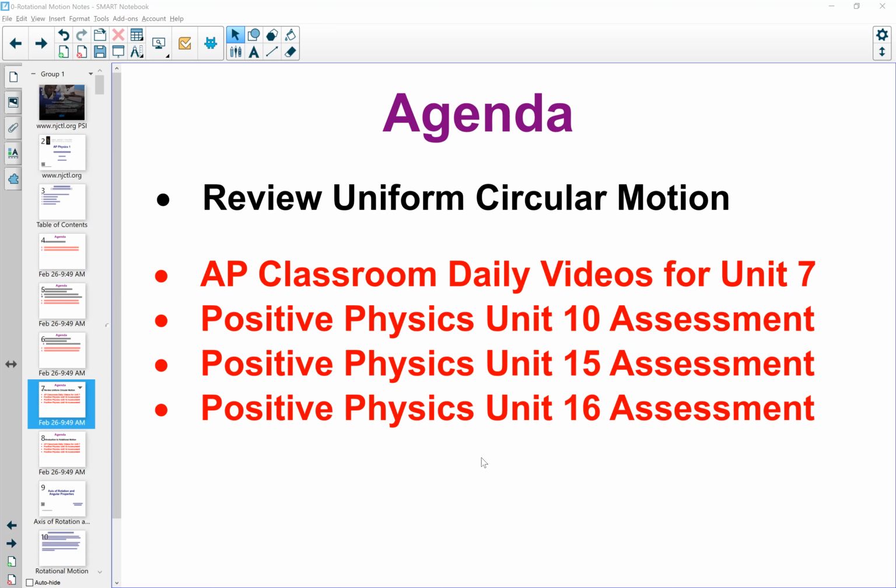So remember, uniform circular motion is when something travels in a circle, but rotational is when something actually spins around its own axis. So the Earth would be a good example of something that exhibits both. The Earth travels in circular motion as it orbits the sun, but it also has rotational motion as it spins around its own axis. So we're focusing today still on uniform circular motion, and then starting Thursday, switching gears slightly to rotational.